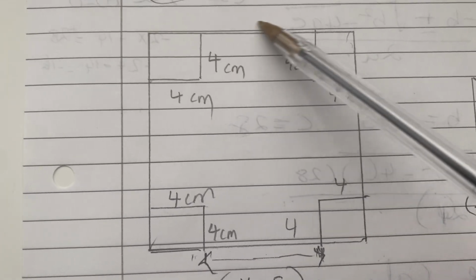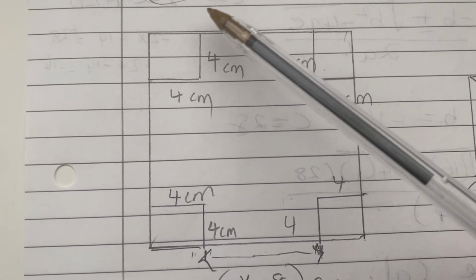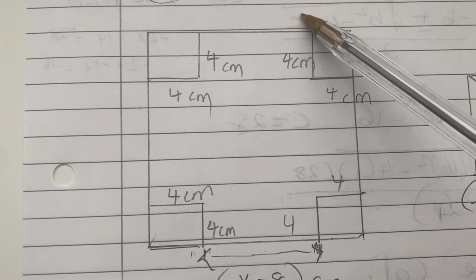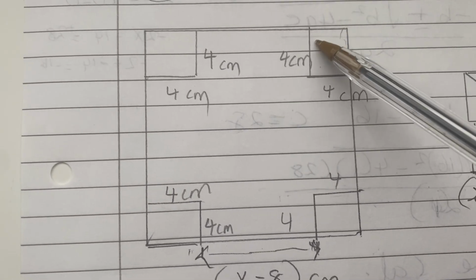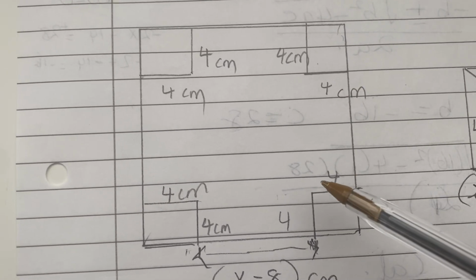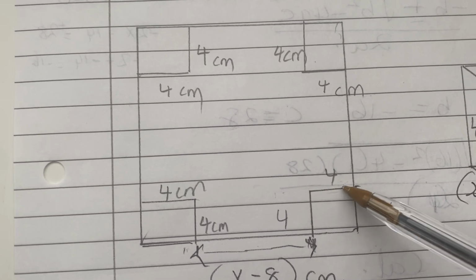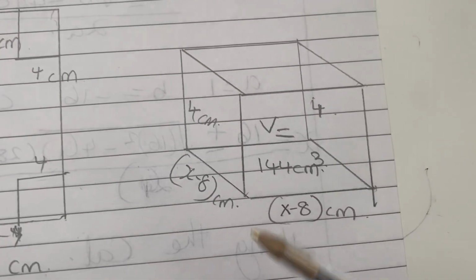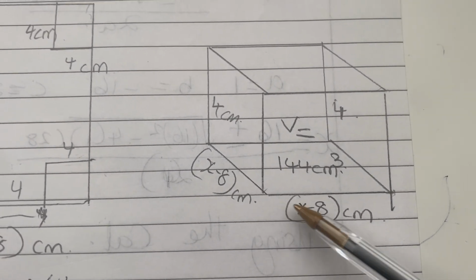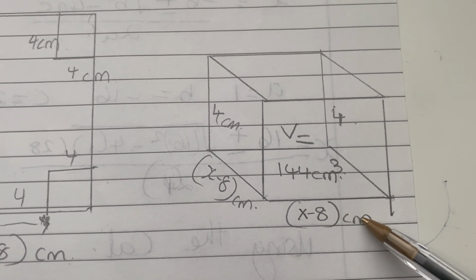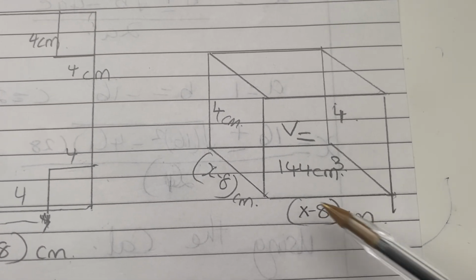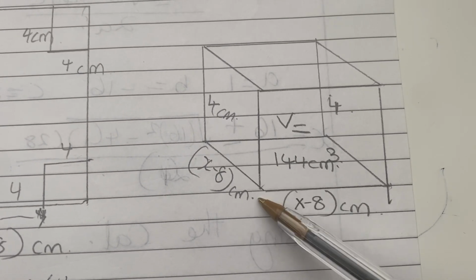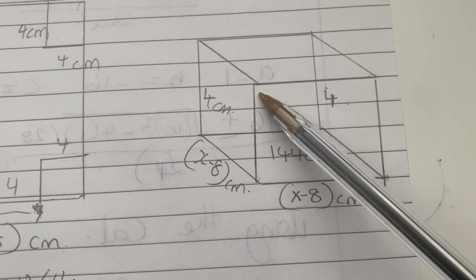I have this area as well. The length X minus 8 centimeters, from there to there, from there to there. But this side is 4 centimeters, so that will be the height. So the box is now going to look like this: X minus 8 centimeters, X minus 8 centimeters. So that will be the length, the breadth, and the height will be 4 centimeters.